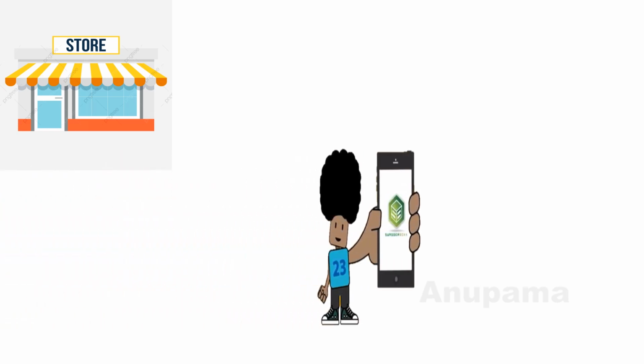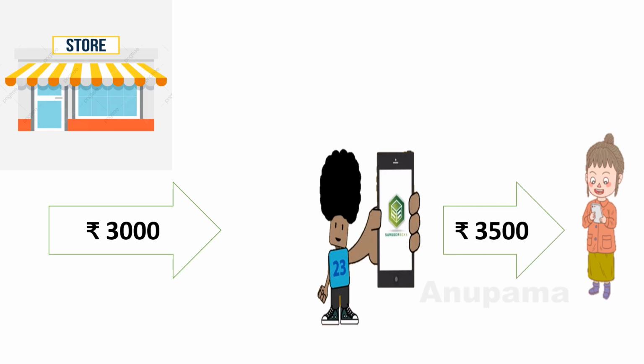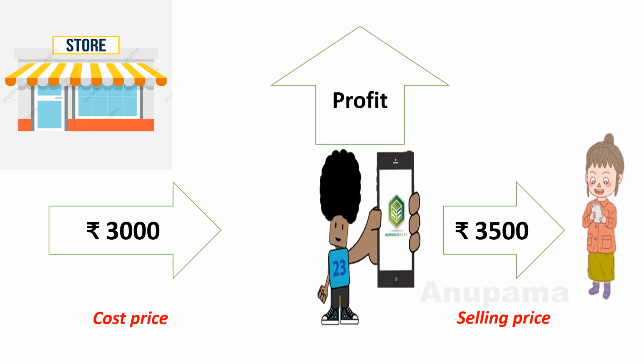Students, in a series of topics in commercial arithmetic, let us see one example. Here is a mobile store. One shopkeeper purchased a mobile from that store for 3000 rupees and sold that mobile to a customer for 3500. Here 3000 is the cost price of the mobile for that shopkeeper and 3500 is the selling price. Now what will he get? He gets a profit of rupees 500 while selling that mobile.